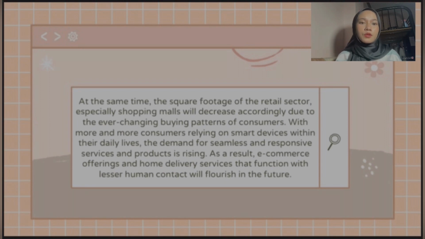With more and more consumers relying on smart devices within their daily life, the demand for seamless and responsive services and products is rising. As a result, e-commerce offerings and home delivery services that function with lesser human contact will flourish in the future.